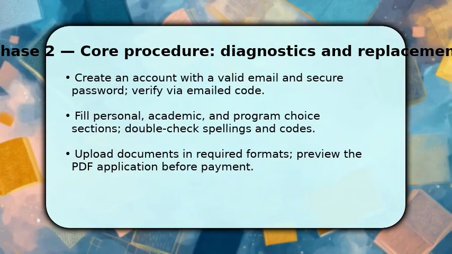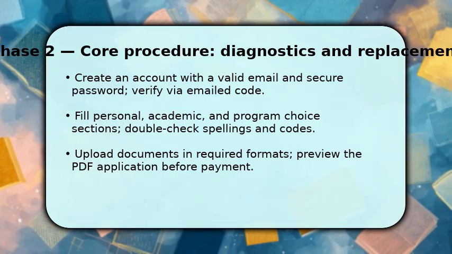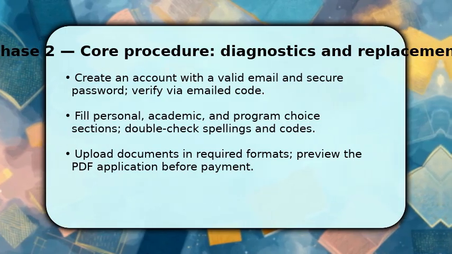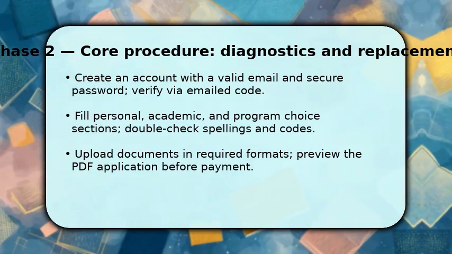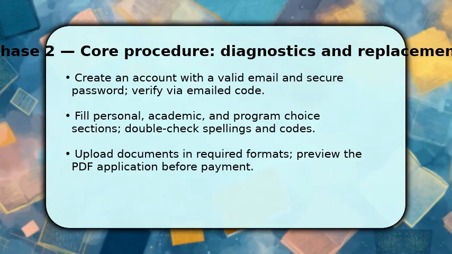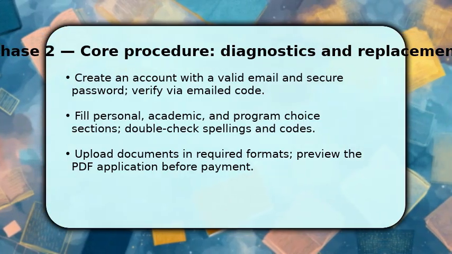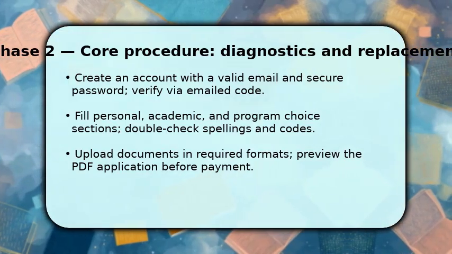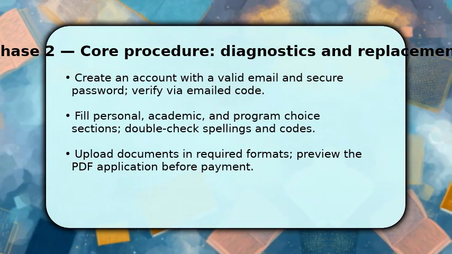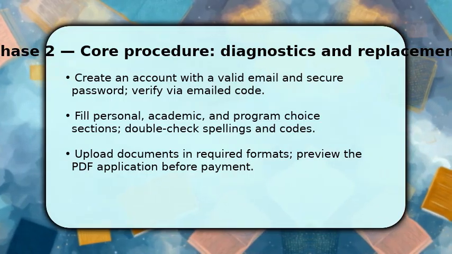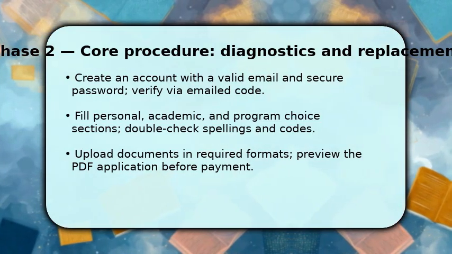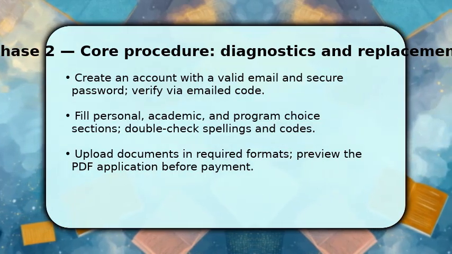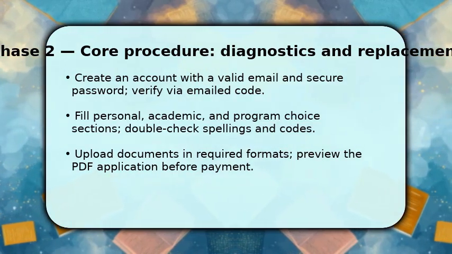Once your account is active, you begin the online application form carefully because mistakes cause delays. Enter personal and academic data, choosing program codes exactly as listed. This ensures your application maps to the right department. Upload scanned files in the required formats and sizes, then use the preview to inspect every field and document. After you confirm accuracy, proceed to payment. Retain screenshots and transaction ID since they serve as proof if the portal fails to update.